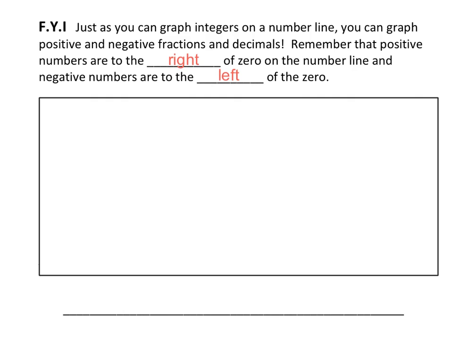So for your information, just as you graph integers on a number line, you can graph positive and negative fractions and decimals as well. Remember that positive numbers are to the right of 0 on the number line, and negative numbers are to the left of 0 on the number line.